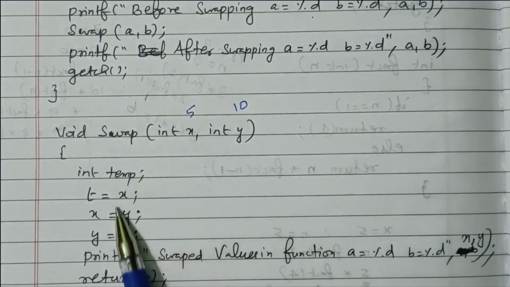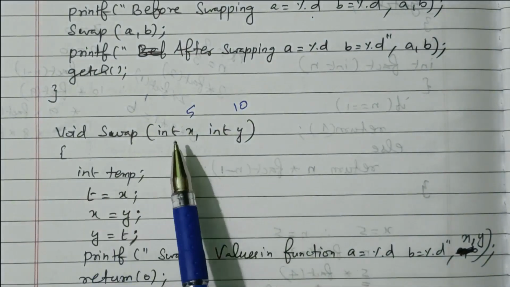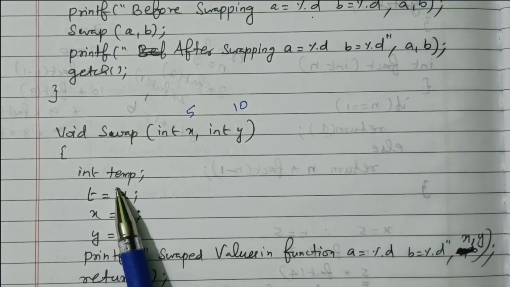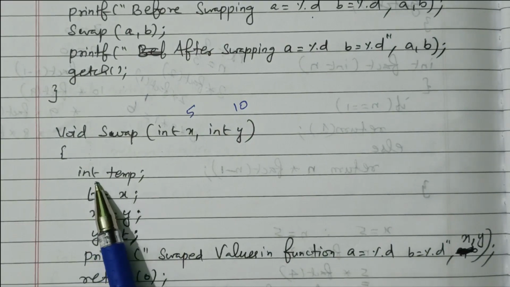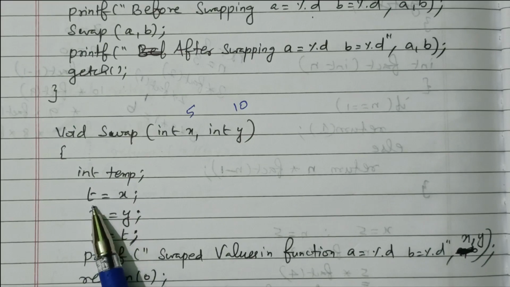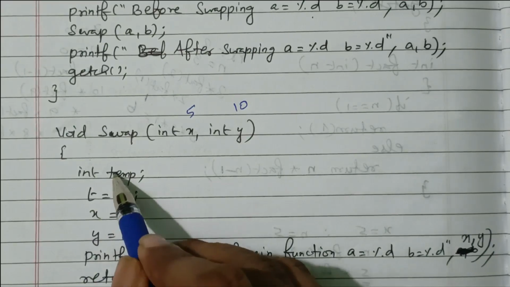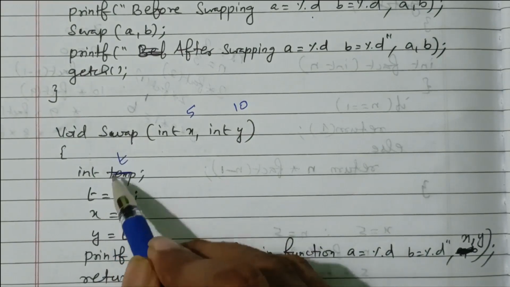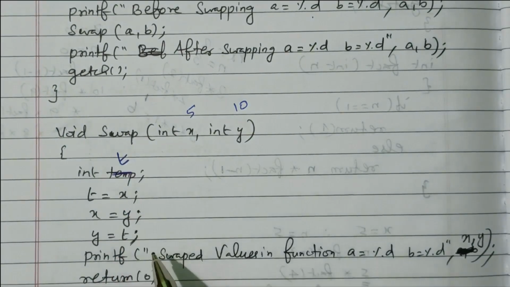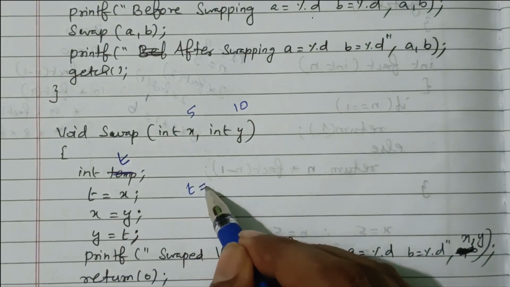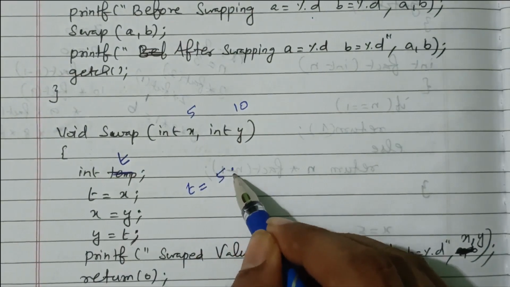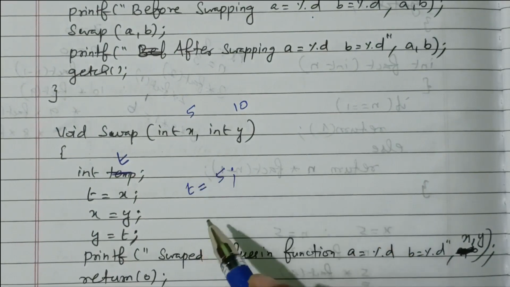So in this program, what are we doing? While swapping, we need one temporary variable. We declare an integer temporary variable, which we declare as t. So t equals x. The t equals x, what is the value? 5. That means 5 is stored in t.